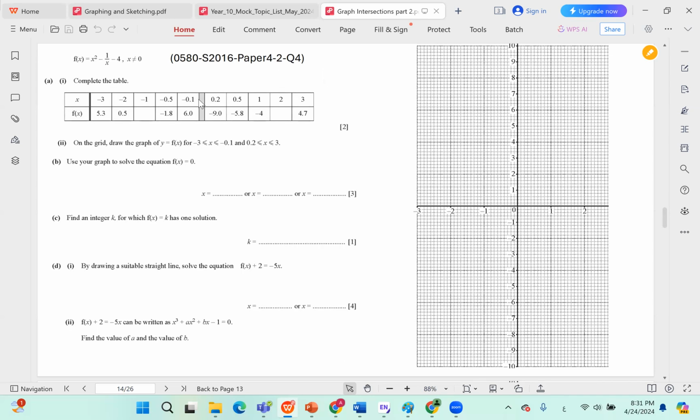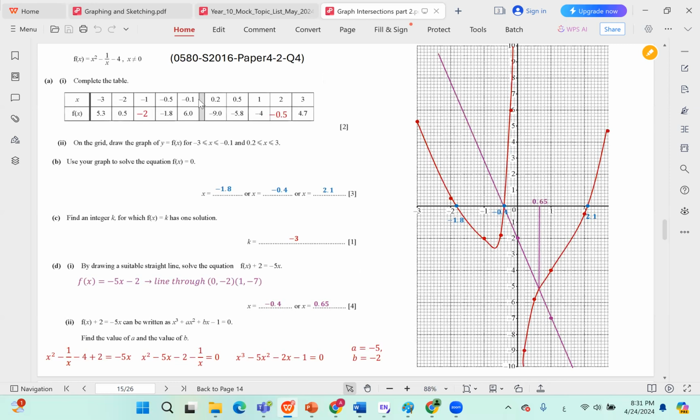So, not to bore you with repetitive details, let's just go through the new concepts in this question. In A, we complete the table. In double I, we draw the graph. The red graph is the same idea as what we did before. We want to solve f of x equals 0. So f of x equals 0 is basically where the graph cuts the x-axis.